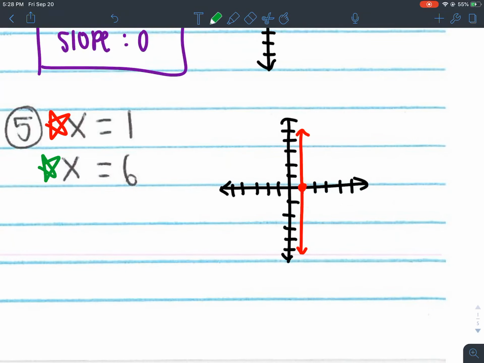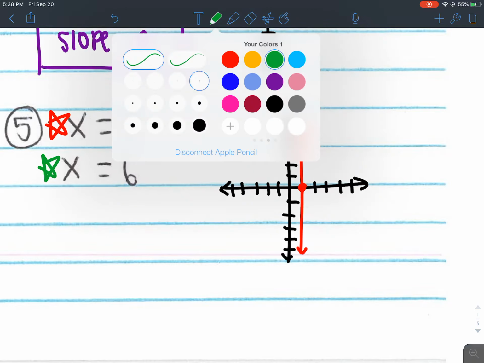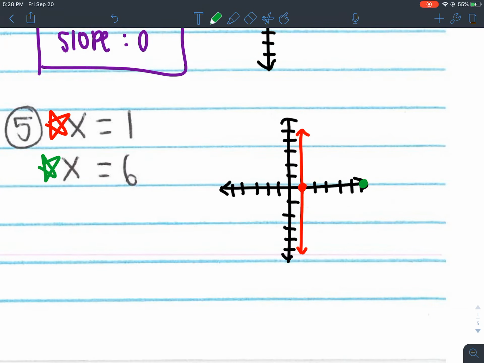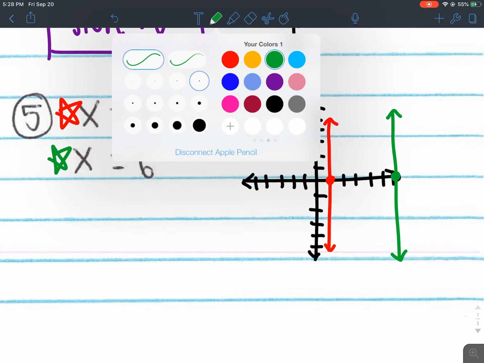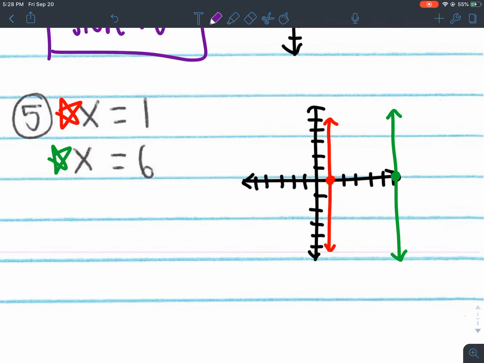And then for my second equation, I have x equals 6. So I'm going to actually have to draw another tick mark because I don't have another. And that's going to be at positive 6 on my x-axis, and that's still up and down. So these slopes are both what? These slopes are both undefined, right? So I have a u here.